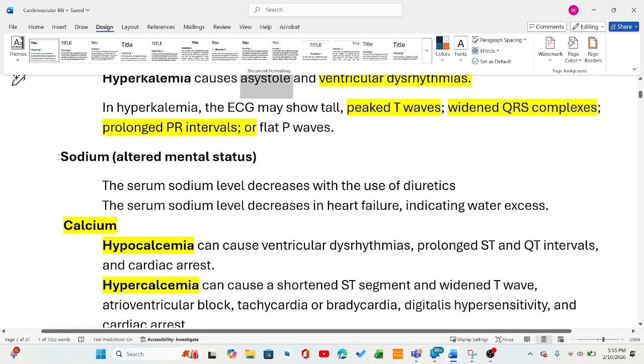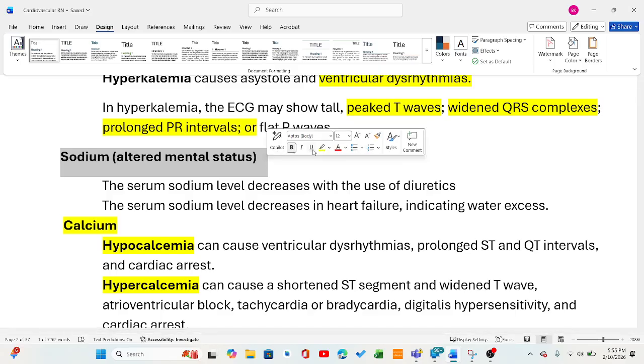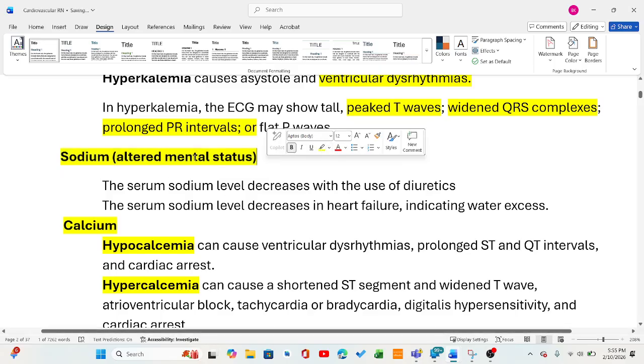Next, I'll talk about sodium levels. Now, with sodium, it is not about the heart. Sodium is more neurological. So you think about altered mental status. When sodium levels are either low or high, please think about altered mental status.